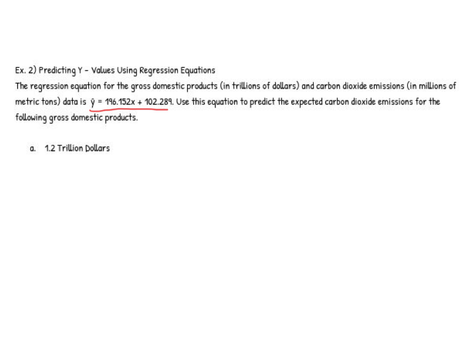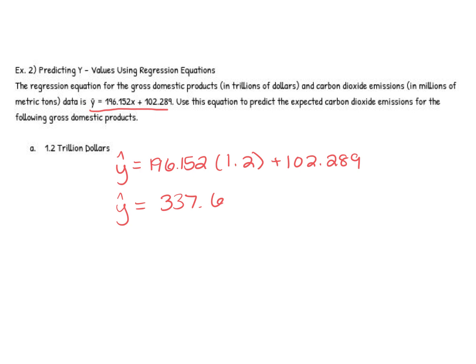So in order to find that predicted y value, all we have to do is take our equation and plug in our x value. So for this first one, 1.2 trillion. So it's already being counted in trillions, so we just put that 1.2. And then we put that into our calculators. And our predicted carbon emissions, CO2 emissions for $1.2 trillion GDP would be 337.671.